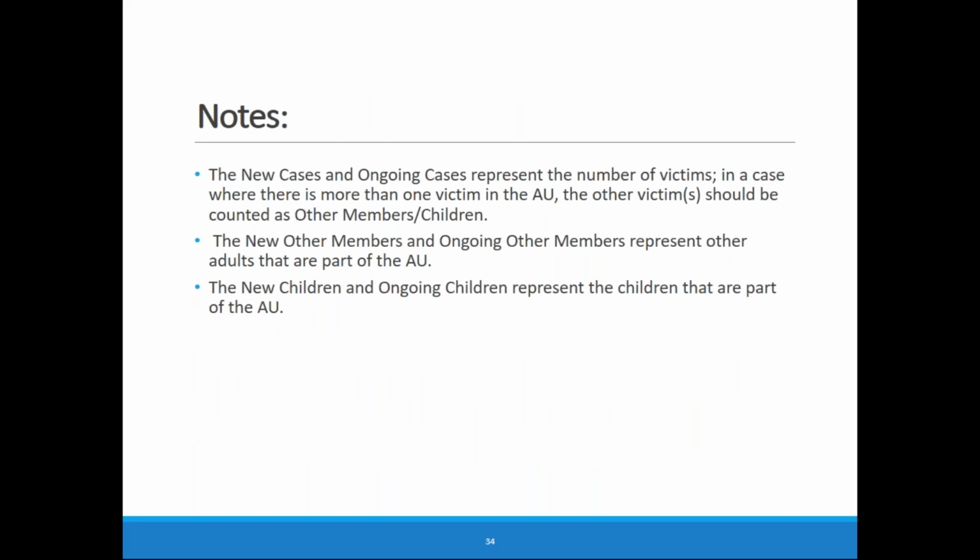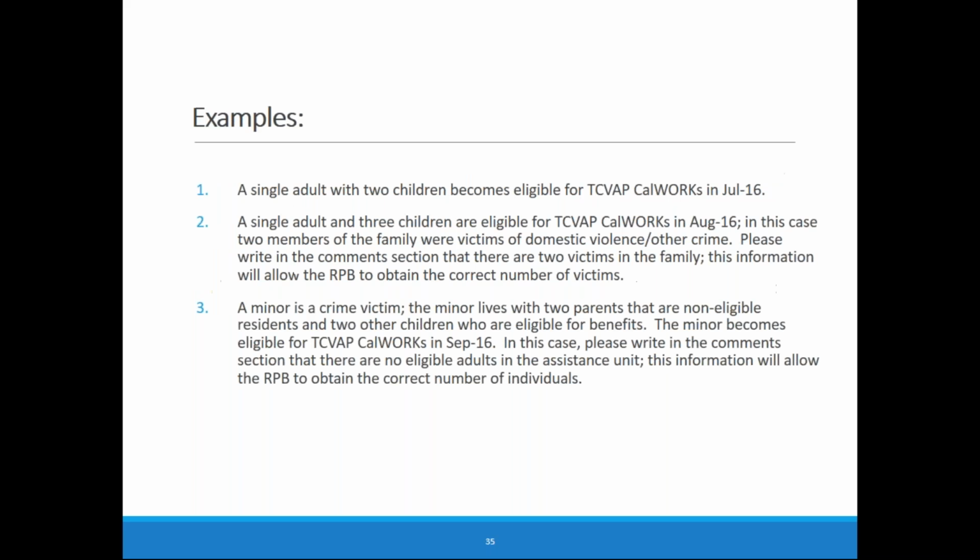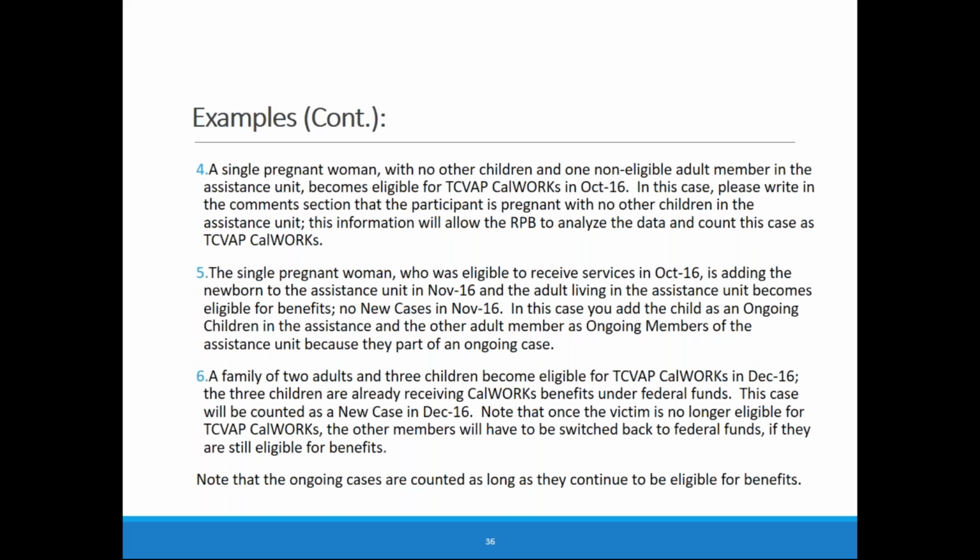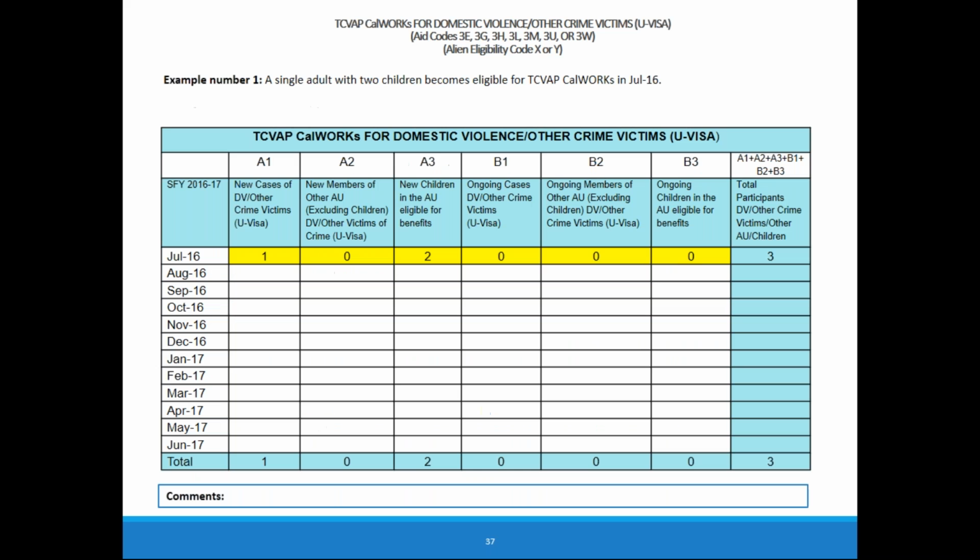Please note that new cases and ongoing cases represent the number of victims. In a case where there is more than one victim in the assistance unit, the other victims should be counted as other members or children. The new other members and ongoing other members represent other adults that are part of the assistance unit. The new children and ongoing children represent the children that are part of the assistance unit. We have created some examples to demonstrate how to enter these numbers into the spreadsheet. I'm going to turn it over to Harry Britha to walk us through this.